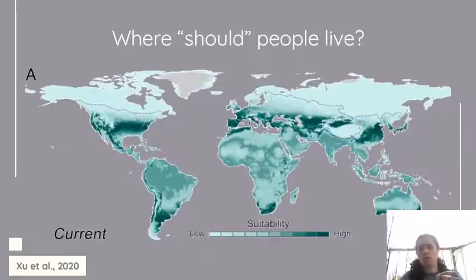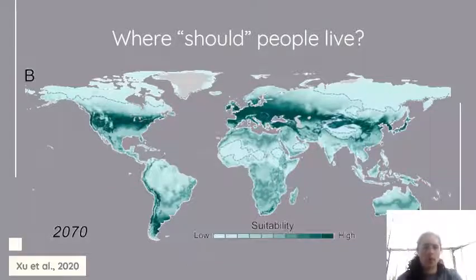So when making that concept a bit more tangible, we see here a map produced by Shu et al., where they show a map depicting the human temperature niche, where dark areas represent areas that are more suitable for human life, and light areas are less suitable for human life.